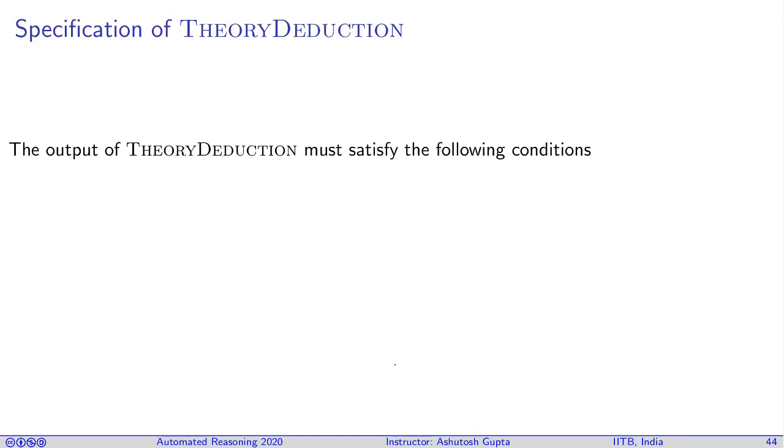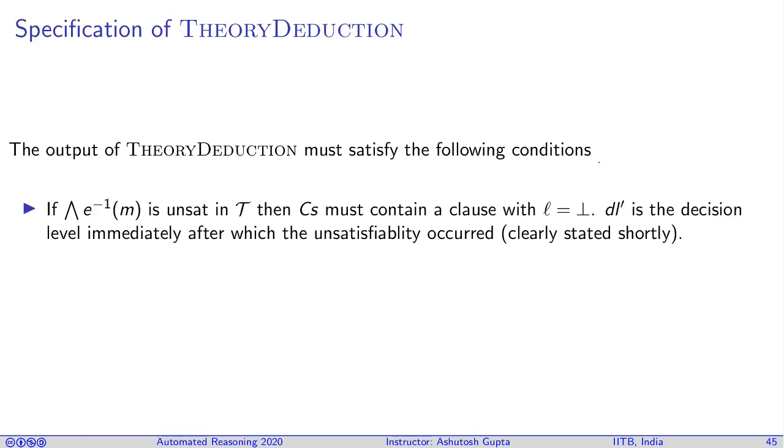The output of a theory deduction must satisfy the following conditions. We saw the very high-level spec, its correctness and termination property. Let's see what we want. If the input is unsat in theory T, then CS, the set of returned clauses, must contain a clause whose right-hand side literal is false, which says that these are the set of atoms which are mutually contradictory, and please never assign them together again. And as usual in CDCL, it returns the decision level you should undo such that this exact contradictory set of assignments is undone.